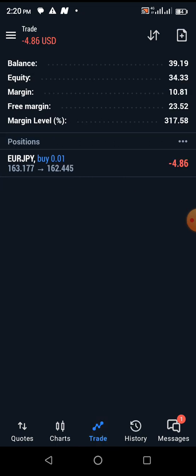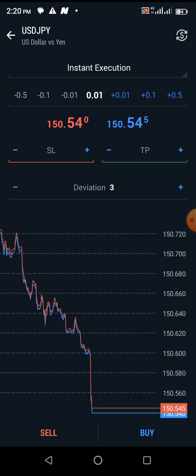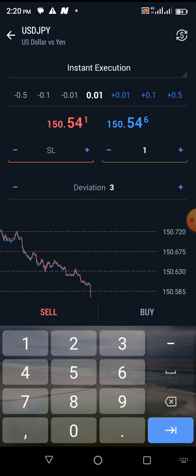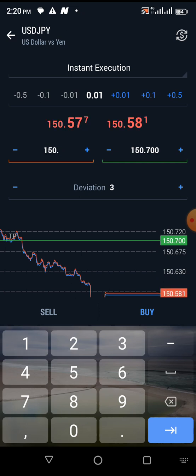So let's take another one. 0.5.700. Then I'll put the stop loss. Another thing again, once you set your stop loss, don't set it very close to your current price, the price you're at when you're about to take the trade. Make sure you give it room. You give the trade room to operate, to breathe.